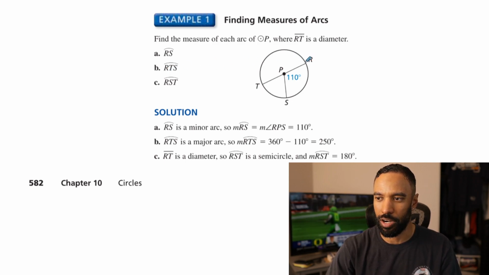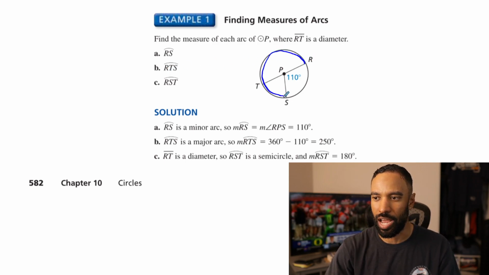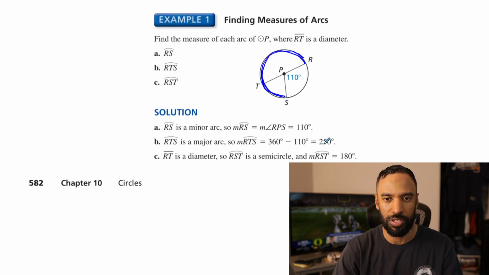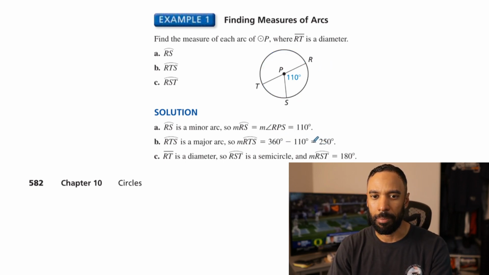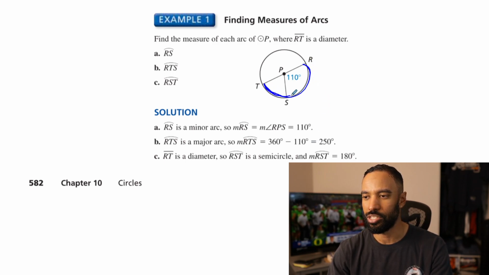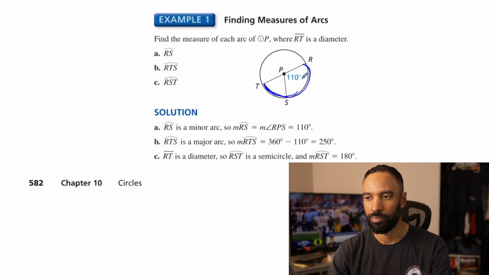RTS is a major arc. Here, they want the measure of arc RTS, this guy. This is everything that's not the 110 out of 360. So we'll do 360 minus 110. That's where we get 250. And then RT is a diameter, so RST is a semicircle. Because they're asking for the measure of arc RST, this will be 180 degrees.